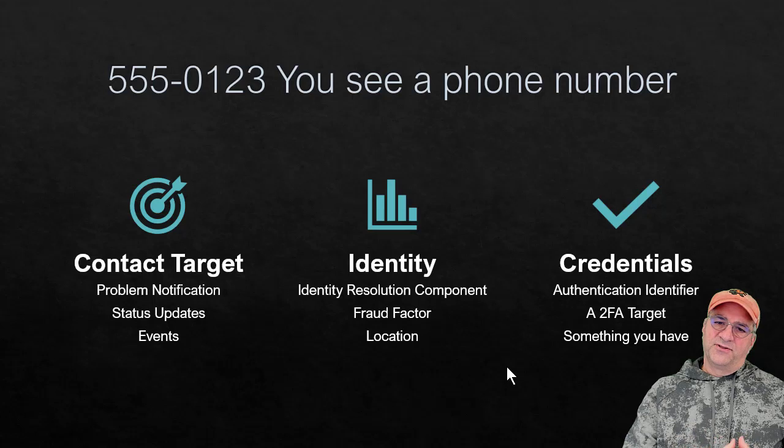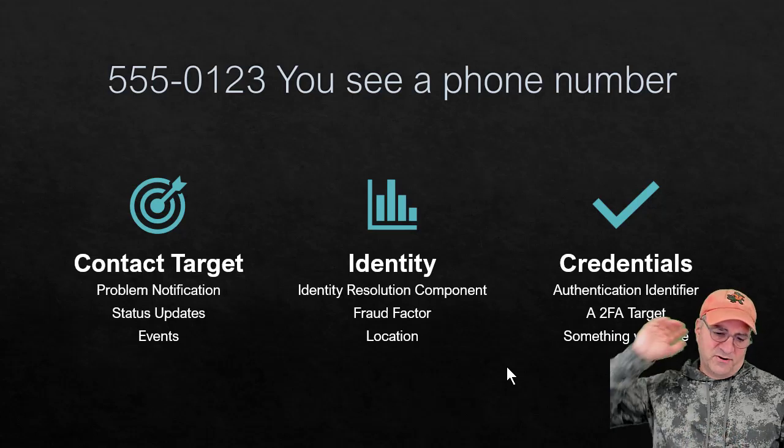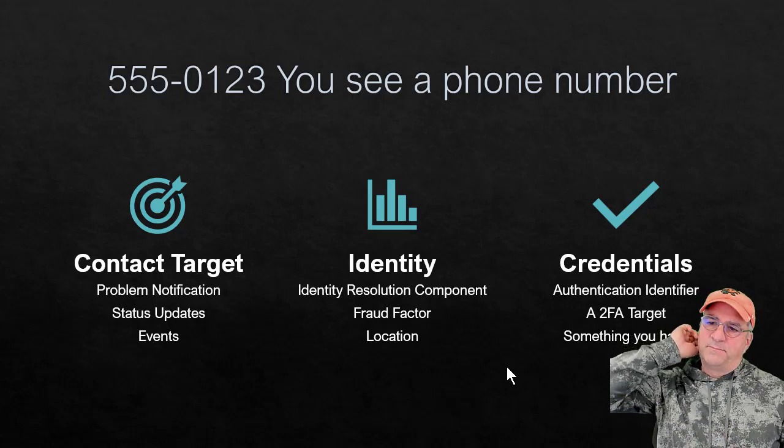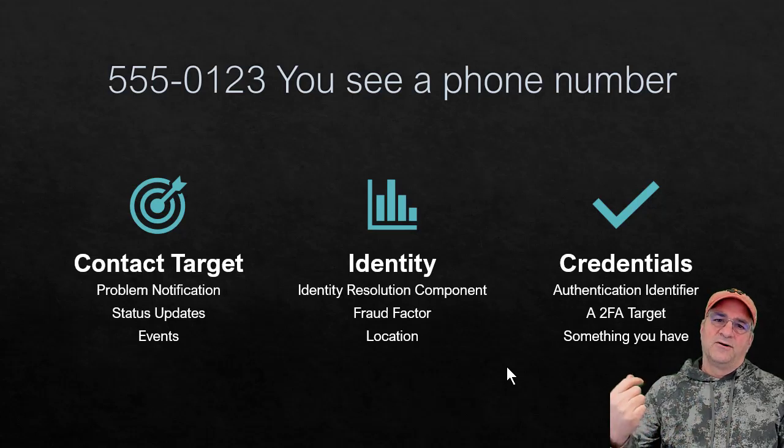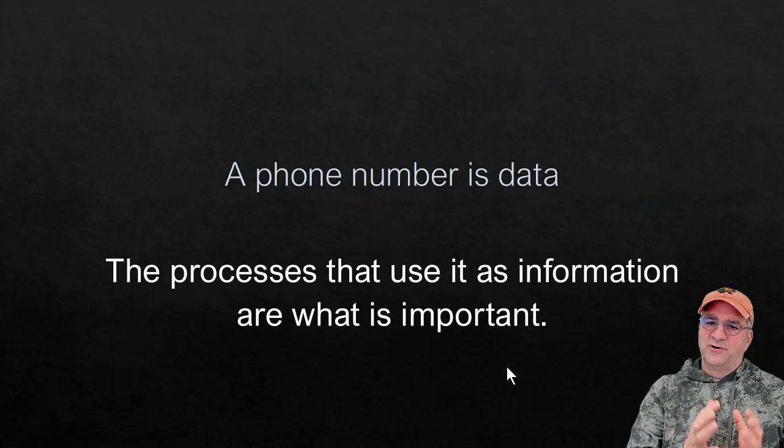Now, with a smartphone, it's a little different. It can be a network device, but the number itself, in some situations, is used as part of credentials. And it's reasonably reliable, although if you're a high-risk target, then you want a better 2FA or an authenticator app or something else. But the point is that the phone number itself can have meaning in different contexts. And so that's when a phone number is not just some data we have about somebody. It's information that we use to interact with that person, to know who they are, or for them to try and tell us who they are. So a phone number is data. The processes that use it as information are what is important.